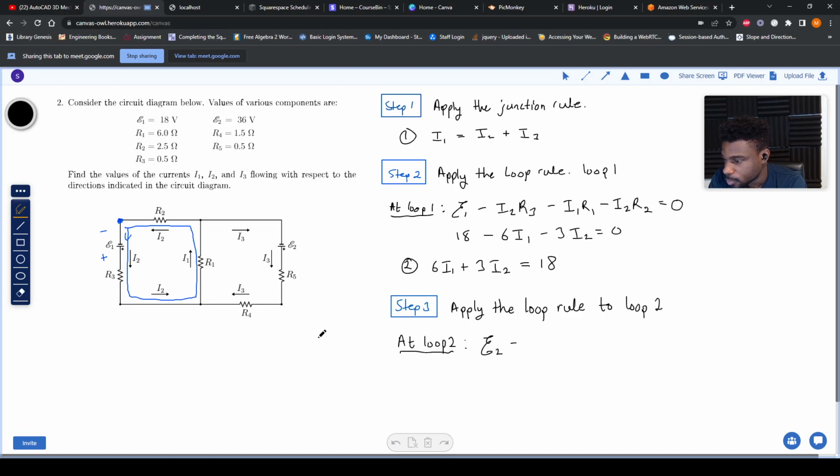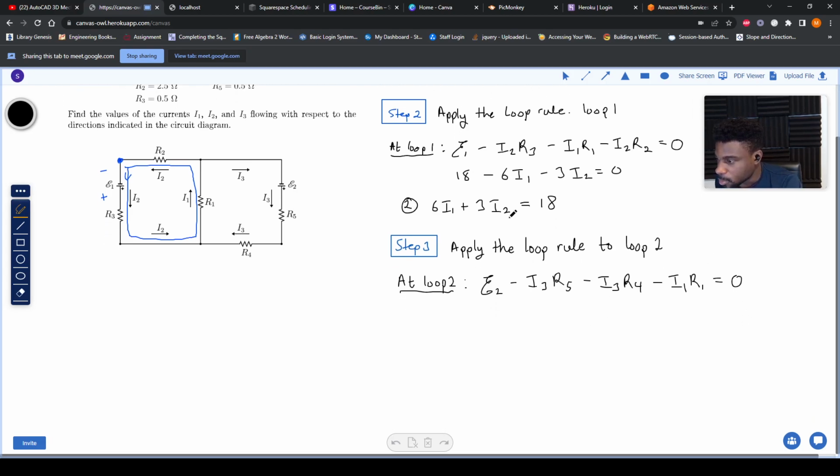It should be negative, because we're going in the direction of the current. So that means we have a voltage drop here. So this is going to be minus I3 times R5. Okay, and what else? Then it's going to be minus I3 times R4. Next one is minus I1 R1. And this should all be equal to 0.